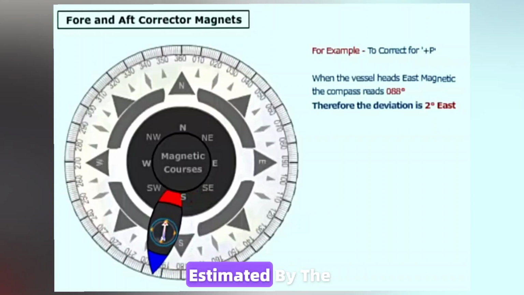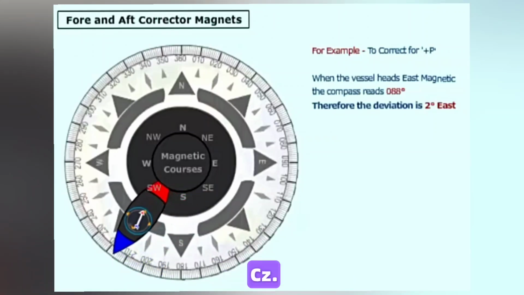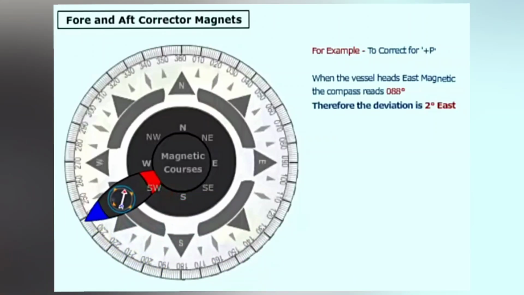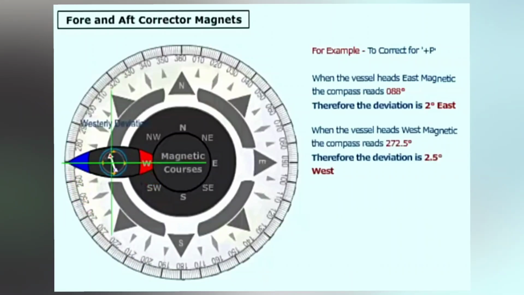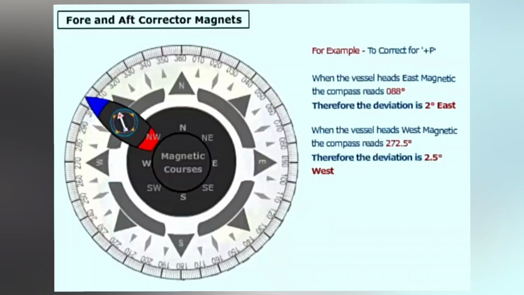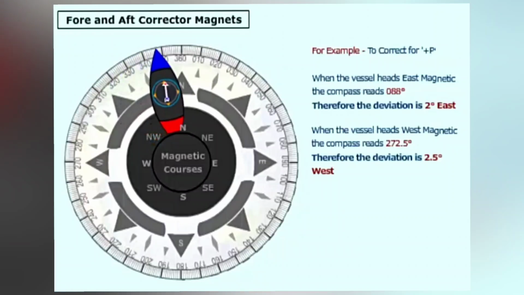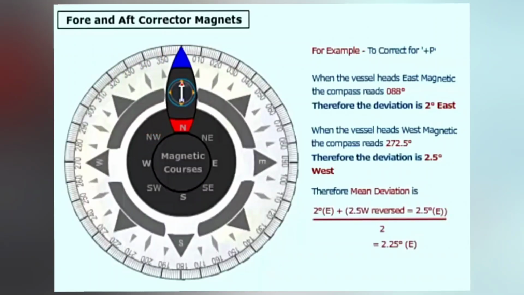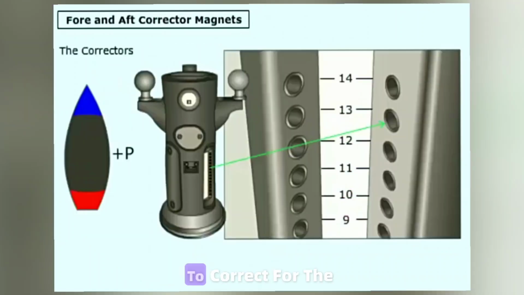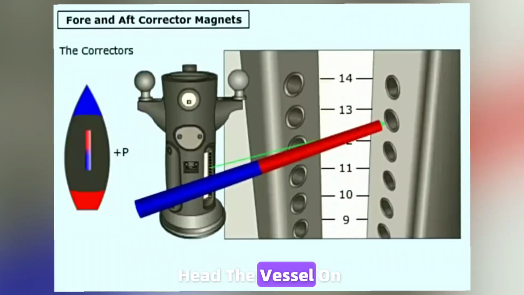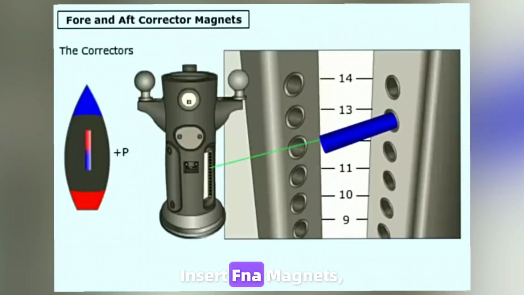Induced B is estimated by the adjuster, and corrects for negative CZ. To correct for the deviation, head the vessel on east magnetic and insert F and A magnets, red end forward, to correct for a deviation of 2.25 degrees east.